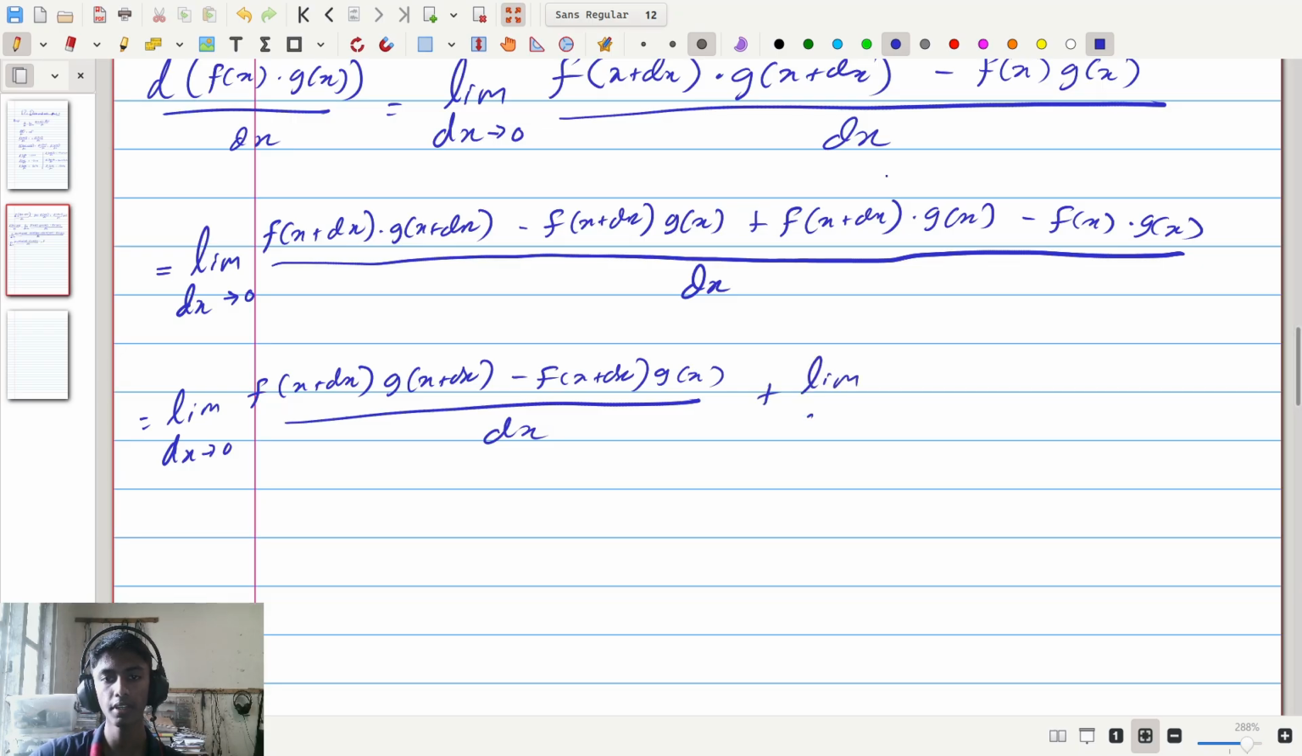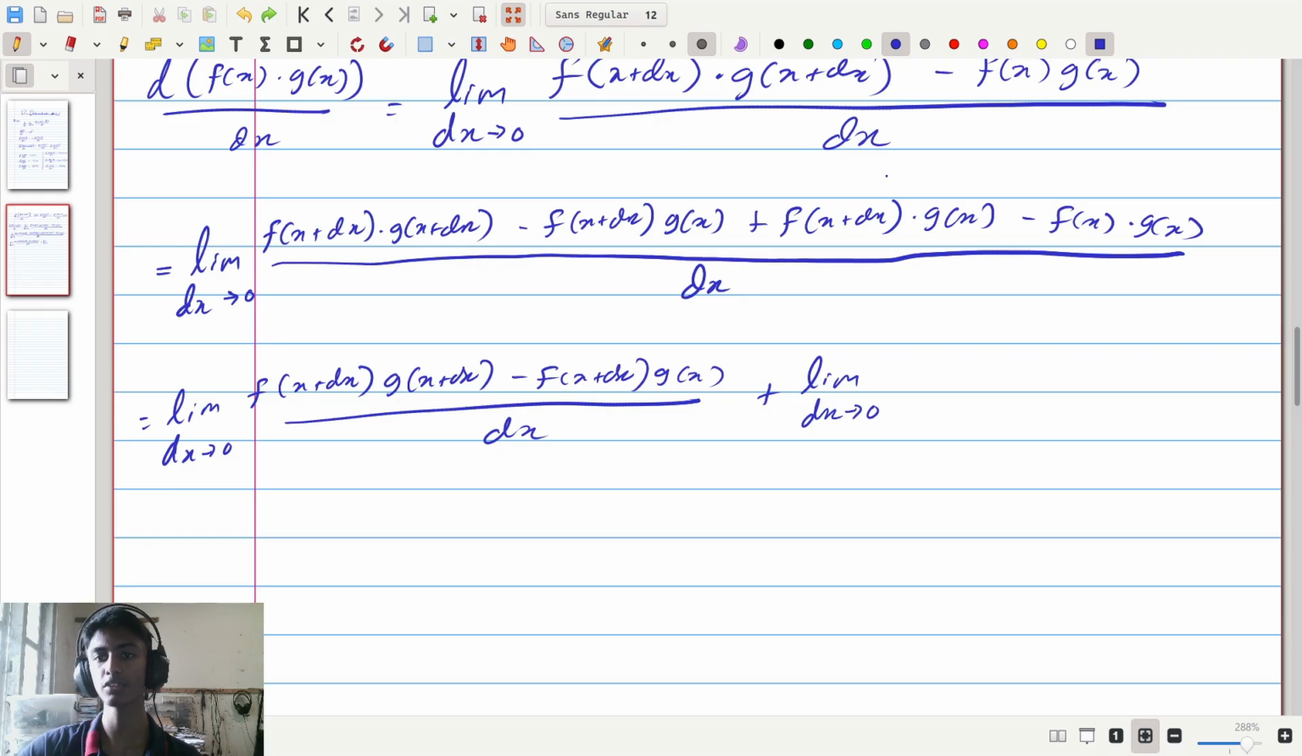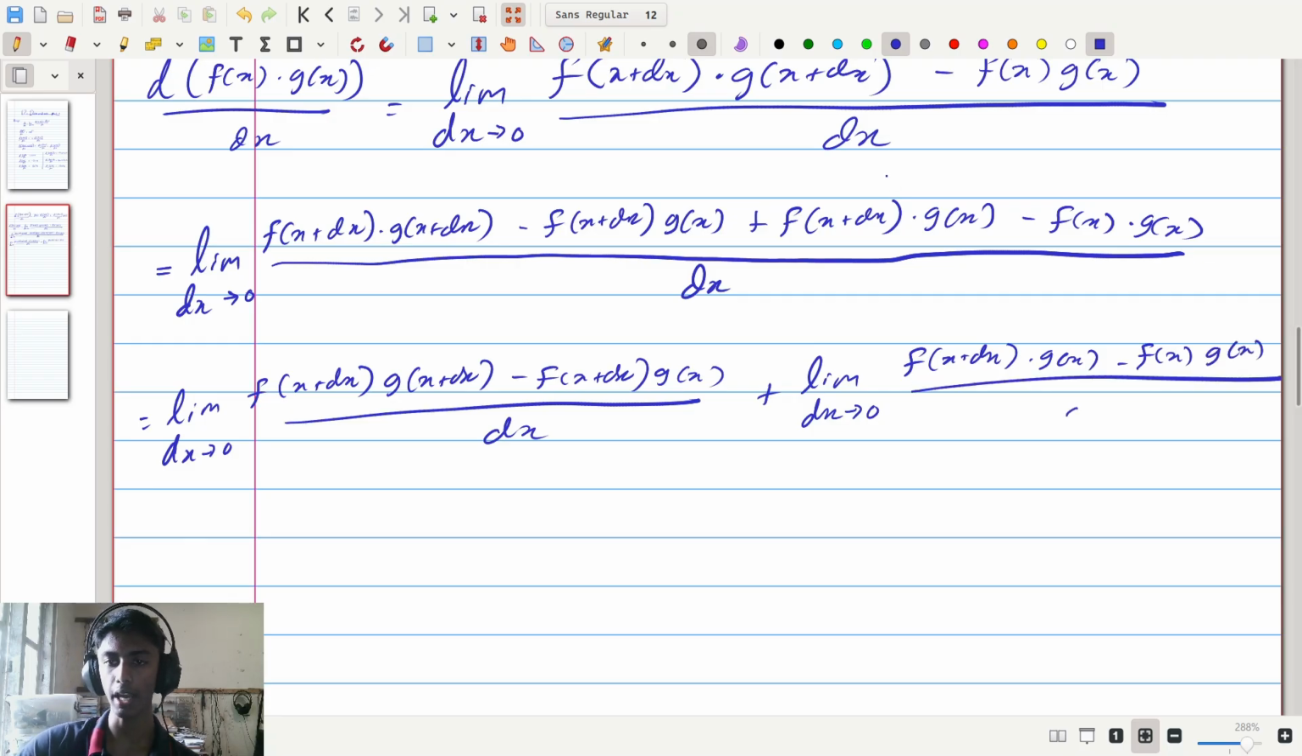plus the second limit, which is the limit as dx approaches 0 of, and over here what we have is this part here. We have f of x plus dx times g of x minus f of x times g of x all over dx.